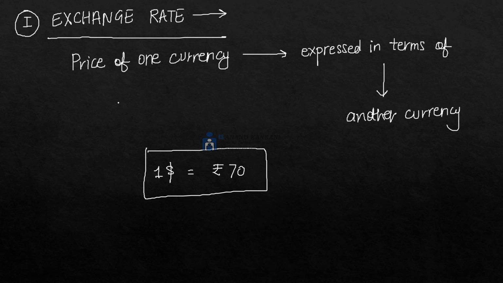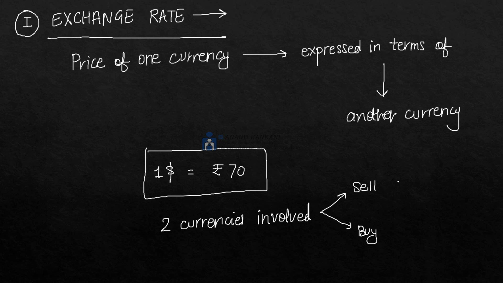Whenever we talk about exchange rate, there will be at least two currencies involved, where you sell one currency and you buy the other. In this case it is possible that you may sell dollar and buy rupees, or you are selling rupees and buying dollar. Either way you will fall in one of the two categories. So this is what exchange rate is all about.